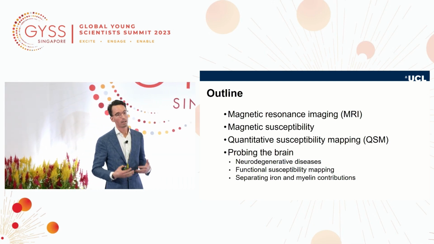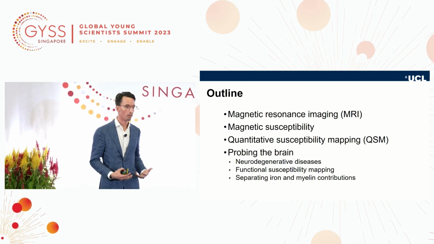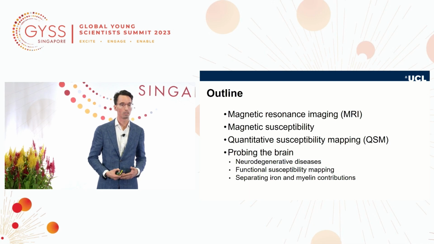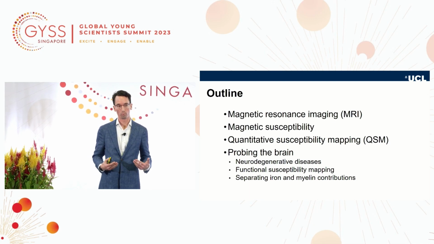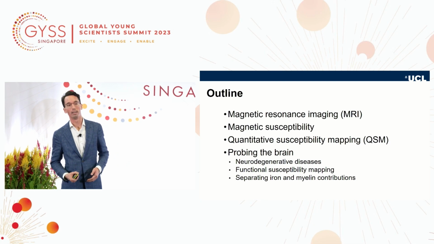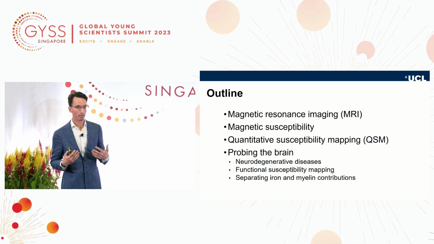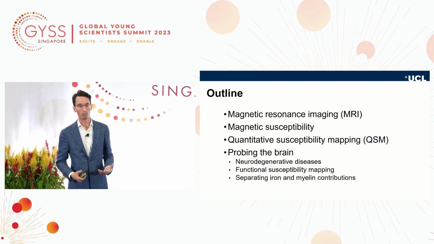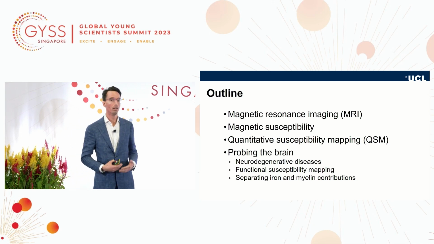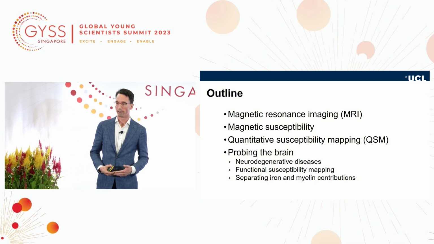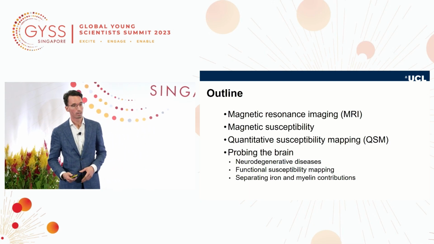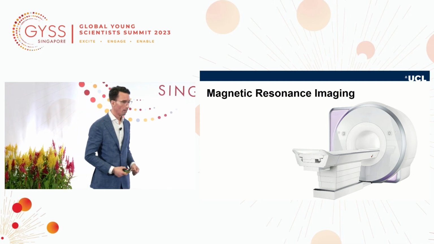And finally, I will summarize some of our research specifically in looking at neurodegenerative diseases and functional contrast, as well as really diving into separating iron and myelin in the brain and looking at, basically, on a molecular level, function in the brain. Because there's a lot we don't understand about the brain, and hopefully some of the methods I present today will, down the line, help us understand how our brain works, how memories work, and some of those things.